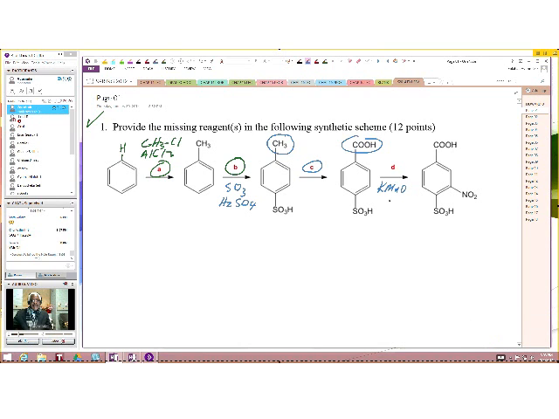So Jamal has given us the answer here. We need to use potassium permanganate. Very good. Okay, and generally you use potassium permanganate in the presence of acid, dilute acid. The presence of dilute acid.